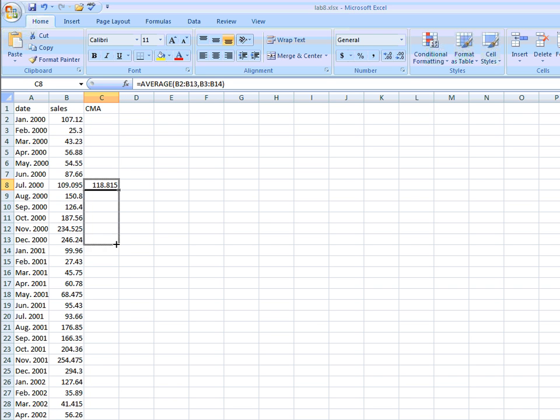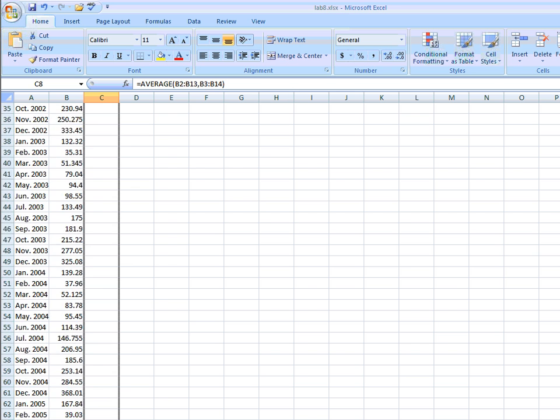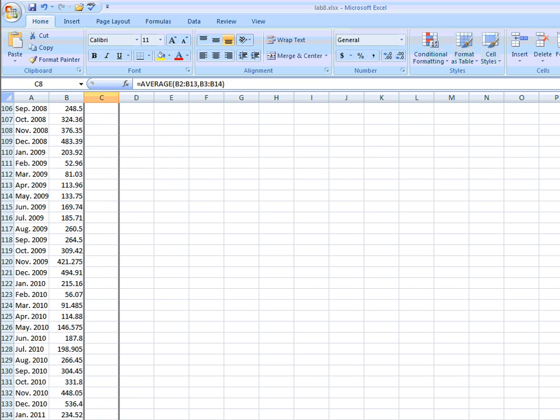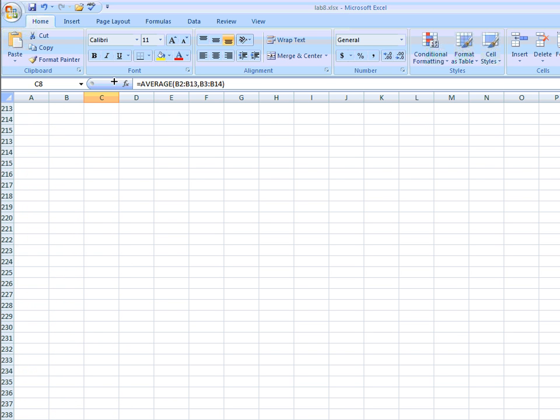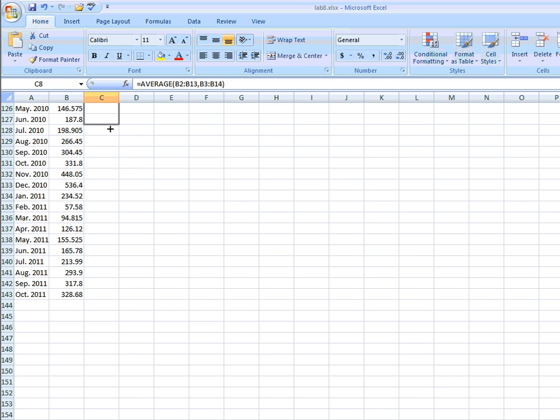Take that, copy that formula down. Whoops, went too far. Now, because of that problem, we cannot do the centered moving average for the last 6 months. So if you look here, October, September, August, July, June, May. We can't do centered moving average for those because that would include a month that didn't exist.